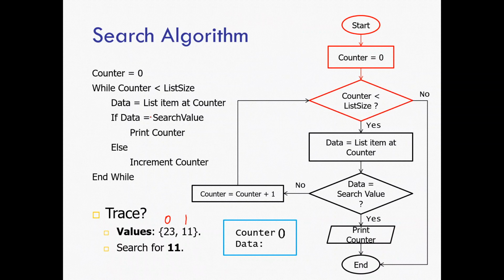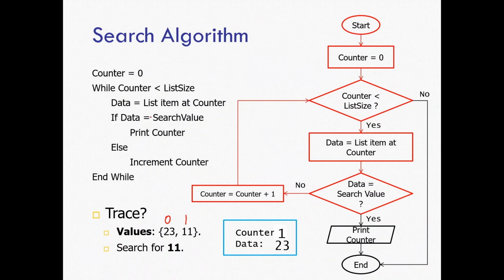I check to see if the counter is less than the list size. Hey, it is less than the list size. I make my data equal to the value 23. Data is now equal to 23. Great. Counter is equal to 0. I check to see if 23 is equal to 11. Well, I'm assuming you think it is not. All right, great. So I increment my counter.